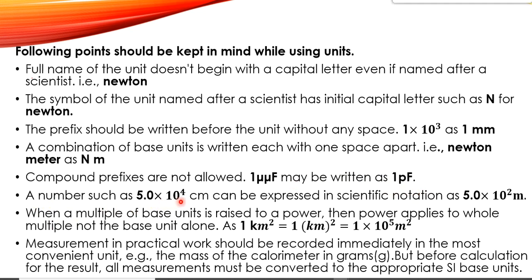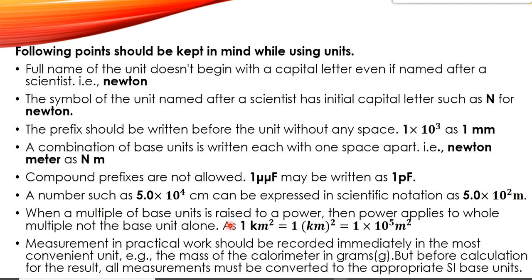A number such as 5.0 into 10 to the 4 centimeter can be expressed in scientific notation. As we have learned, to write in scientific notation means we have to write any numeric value in its simplest form. This is the greater number, 4, and we have to write it in a simpler form. So we will divide by 100, since centimeter must be converted into meter. With the difference of 100 between them, we will get 5.0 into 10 to the power 2.